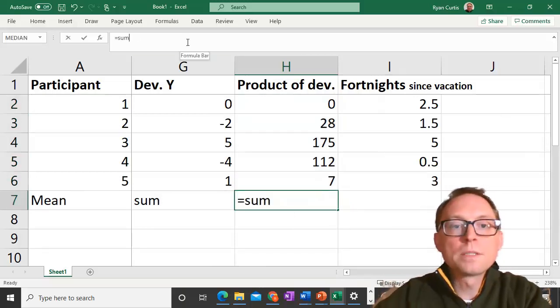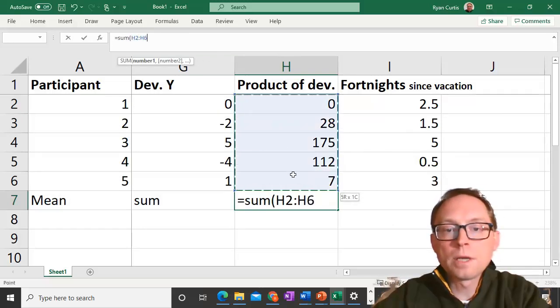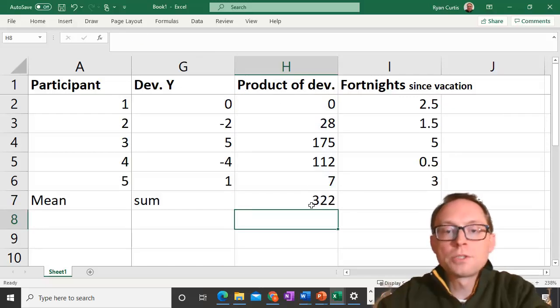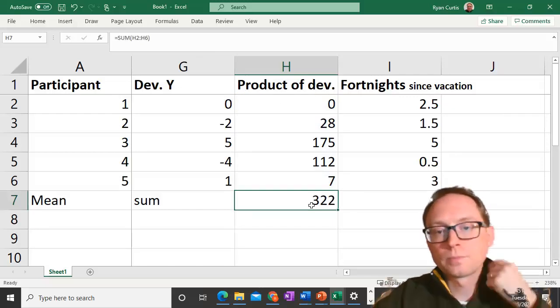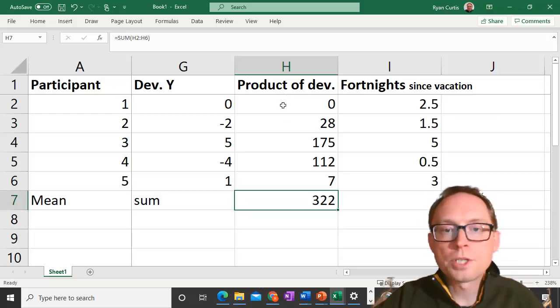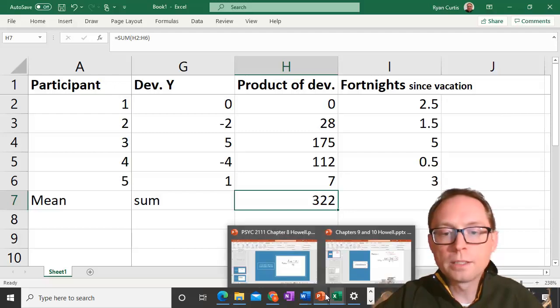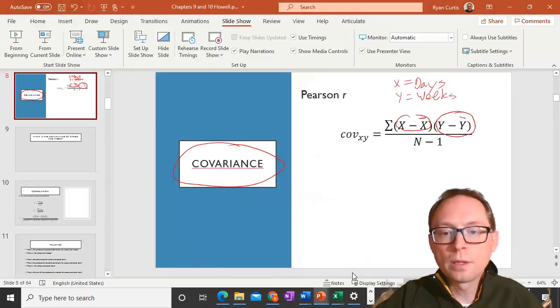I missed it by not putting in my parentheses. The sum of those is 322. All right? The sum of the product of deviations is 322. Just to remind you what we're doing, let's go back and look at the formula. We are looking for the covariance.